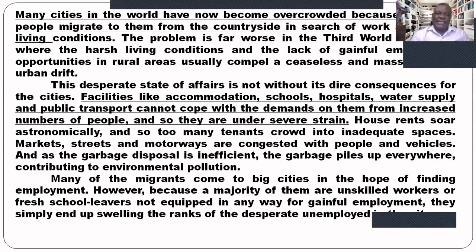What the writer is saying is that because of the large population of people in the city, the facilities are no longer enough to cater for them. So we can say, well, facilities are insufficient for the large population of people in the cities, or are not enough, or are inadequate, right? Okay, so just capture it in your own words, and that is the simple way of summarizing.